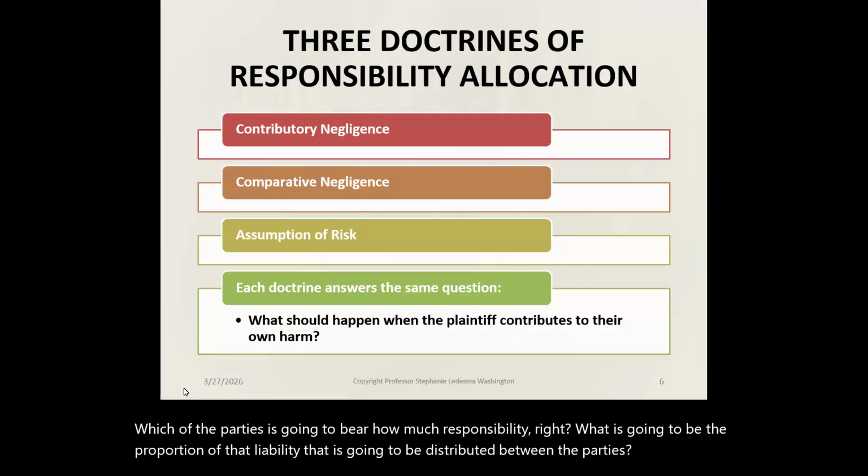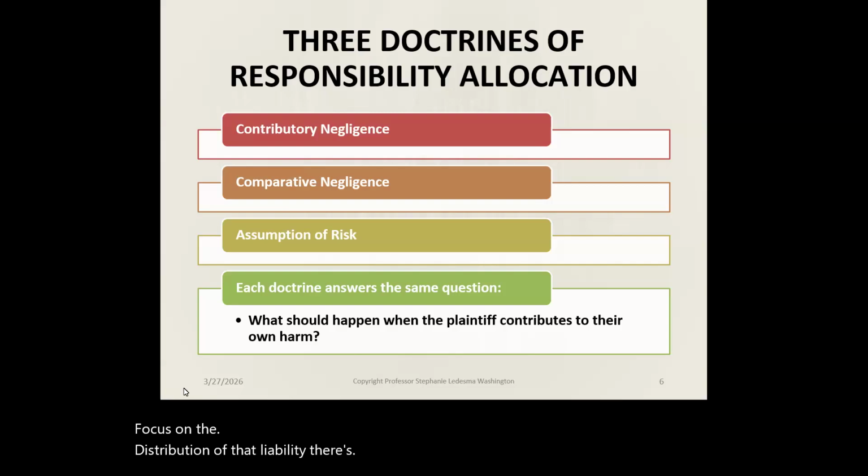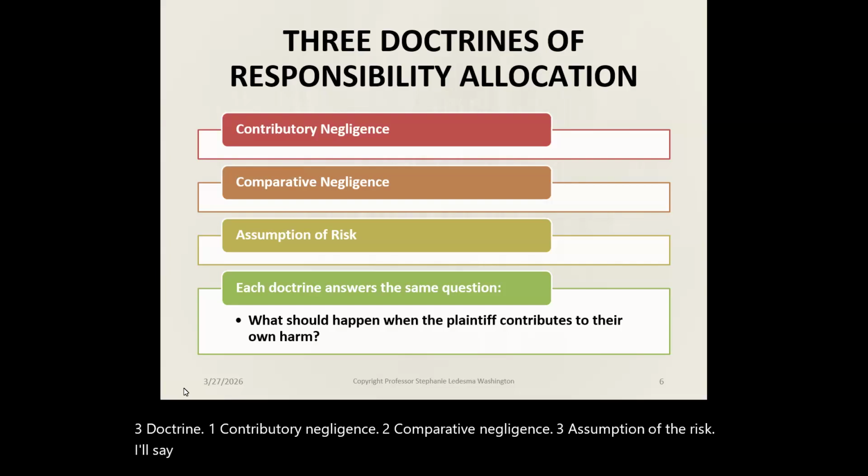There are three doctrines primarily that we are going to focus on that focus on the distribution of that liability. There's three doctrines. One, contributory negligence. Two, comparative negligence. Three, assumption of the risk. I'll say it again. One, contributory negligence. Two, comparative negligence. Three, assumption of the risk.